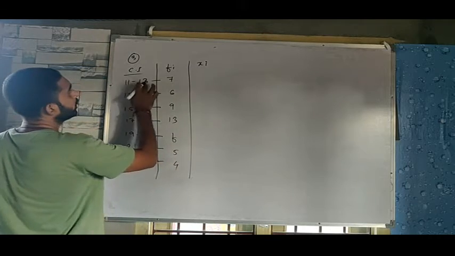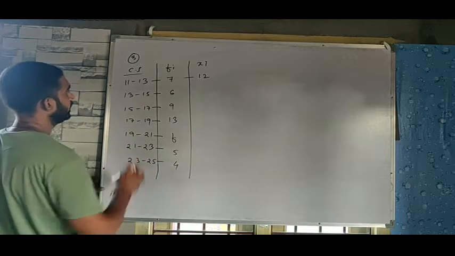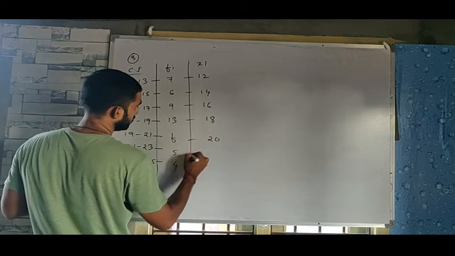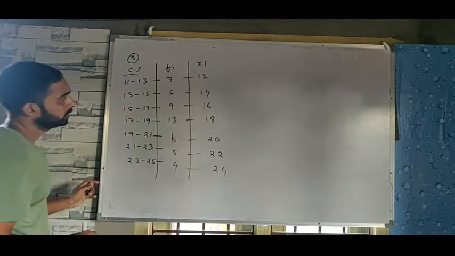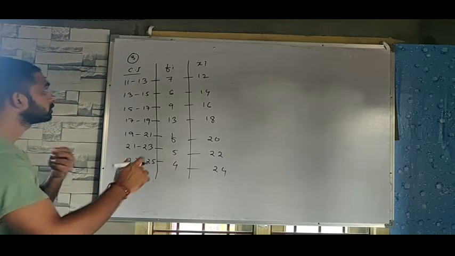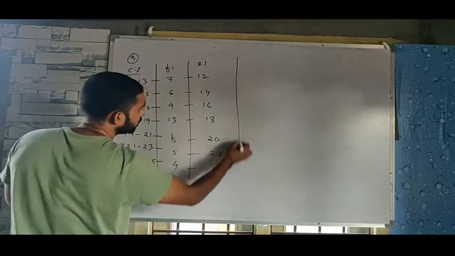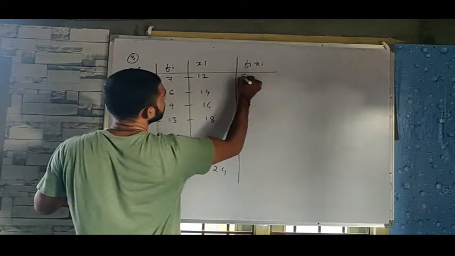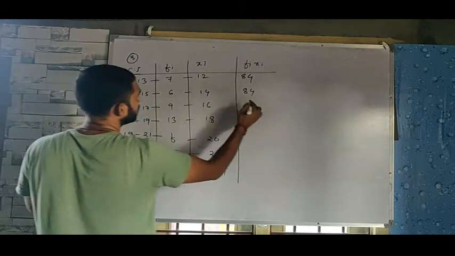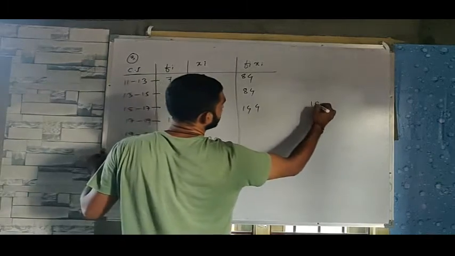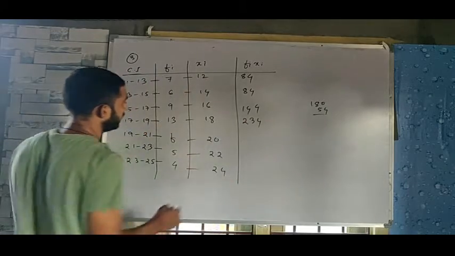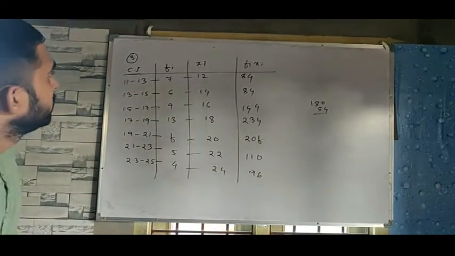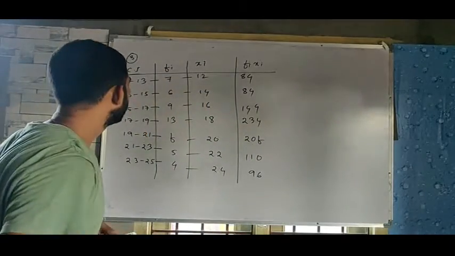Find xi: 24 by 2 is 12, 28 by 2 is 14, then 16, 18, 20, 22, 24. Now we will solve this one by the direct method. Then fi xi, their products: 84, 84, 144, 234, then 20f, 110, 96.